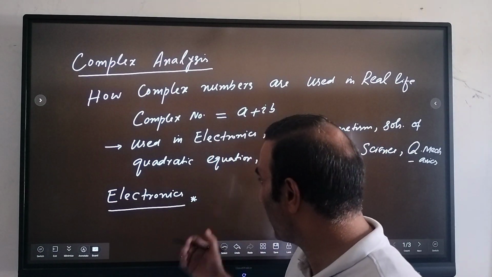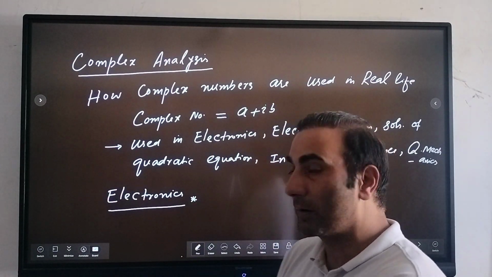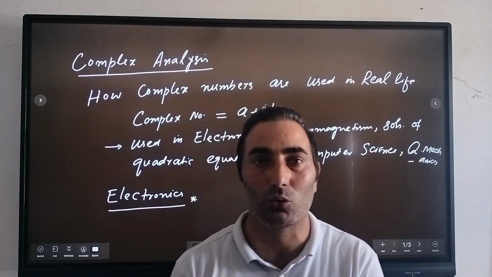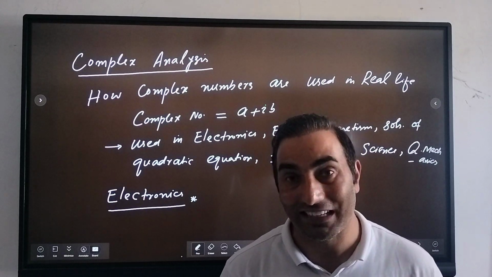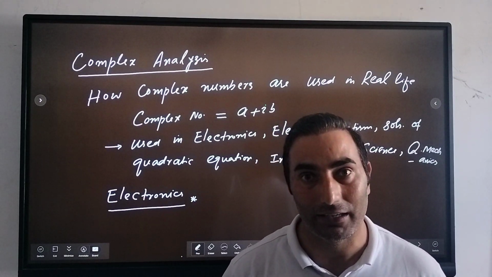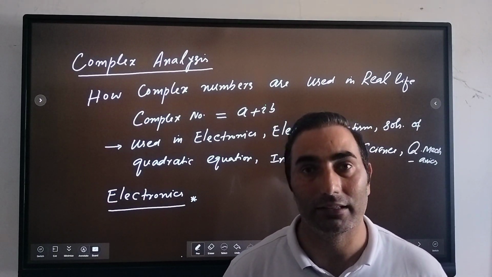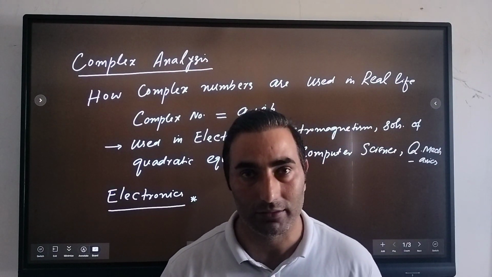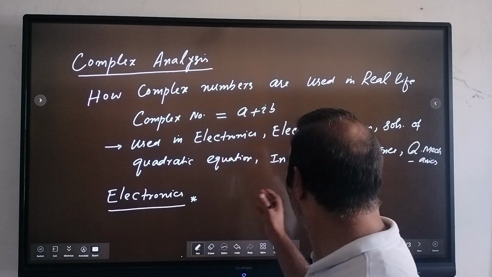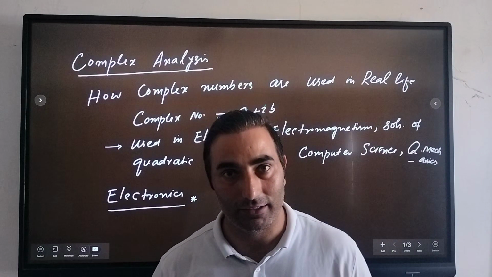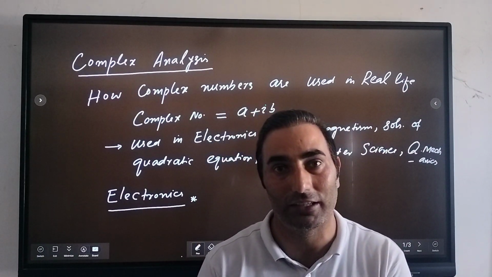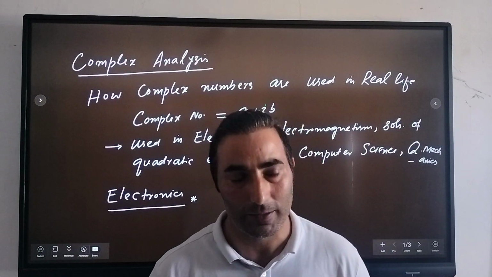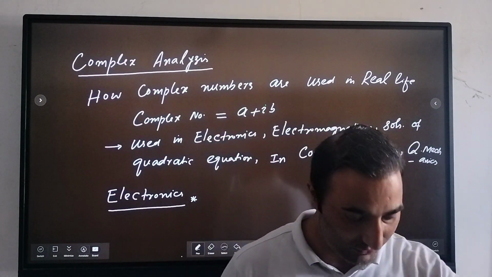So this was one application, and the next application is in computer science. We can use it in computer science also. Even in the engineering field, like civil and mechanical engineering, we are using these complex numbers, and in basic physics, quantum mechanics. We are using complex numbers in quantum mechanics also, right? So let us discuss one by one.